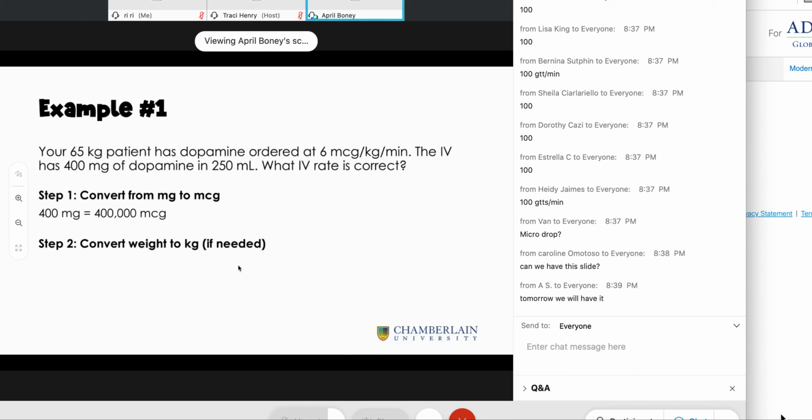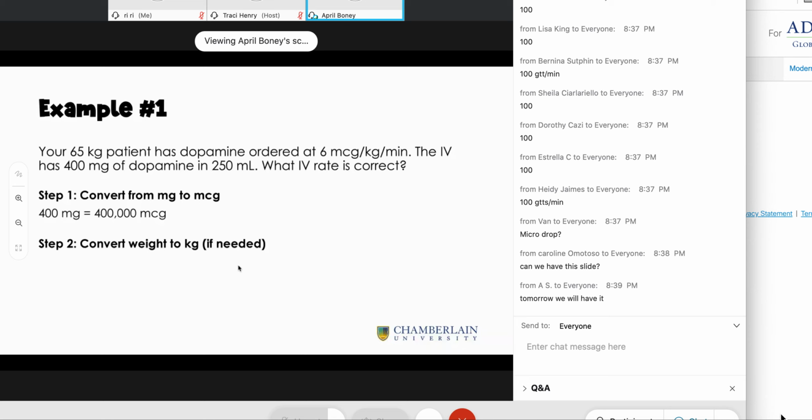So let's look at what that looks like. Our patient is 65 kilograms. Now, a lot of times the question will say your patient weighs 180 pounds, and they're going to make you do the first step, which is to convert your weight. But in this one, we don't have to do a conversion. So we have a 65 kilogram patient. Dopamine is ordered at 6 micrograms per kilogram per minute. So there's our prescription. And our IV, so what's available, is 400 milligrams of dopamine in 250 milliliters. And it wants to know what's the IV rate, which is milliliters per hour, right?